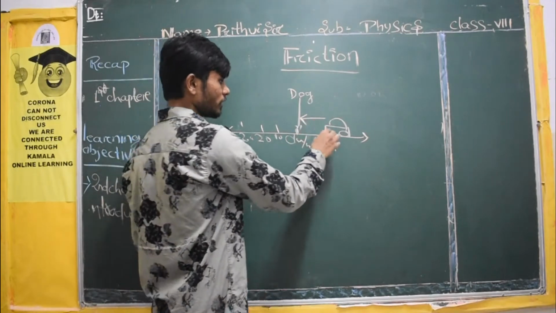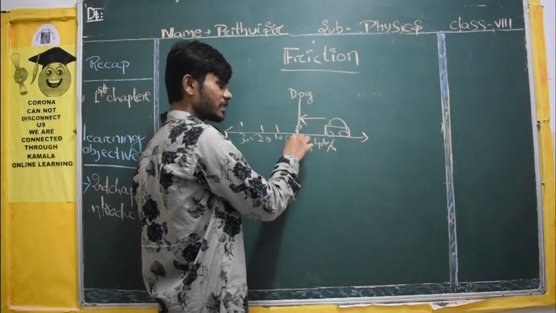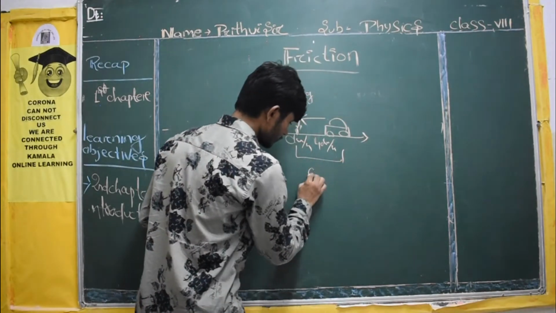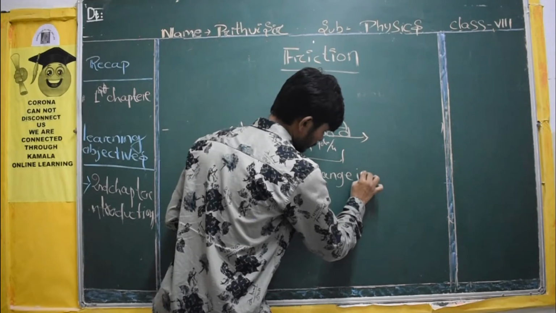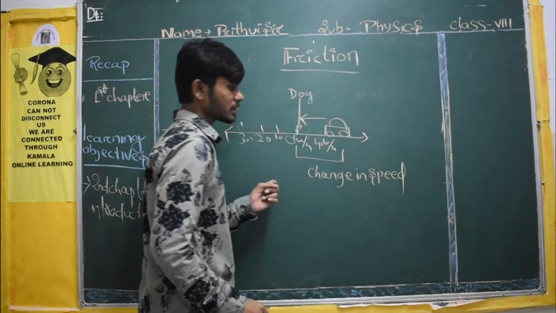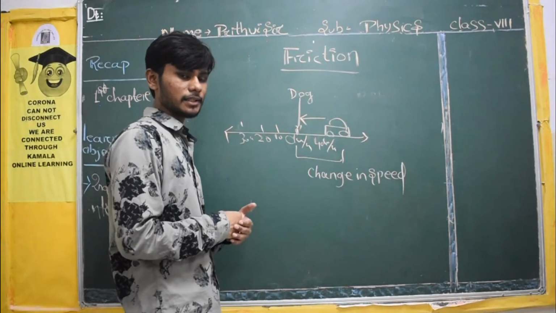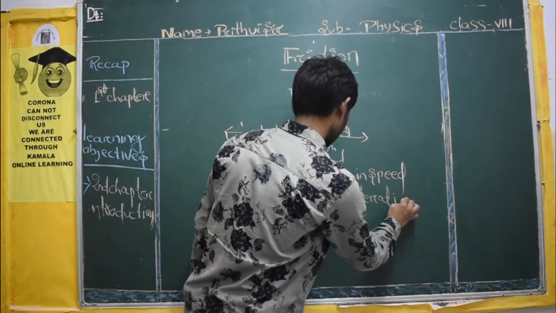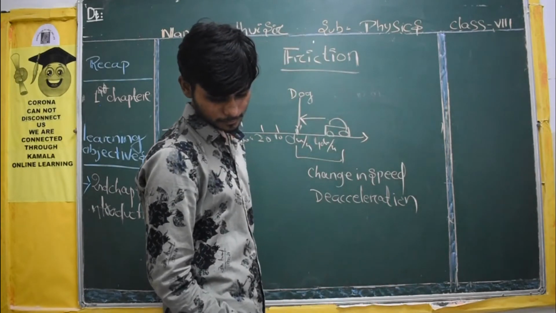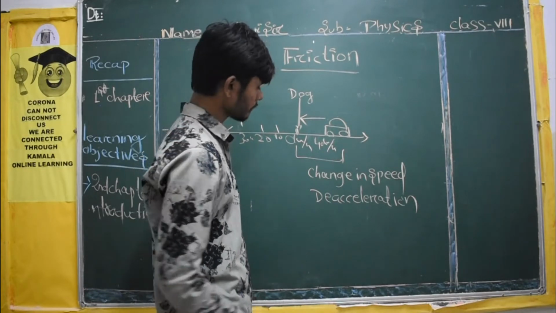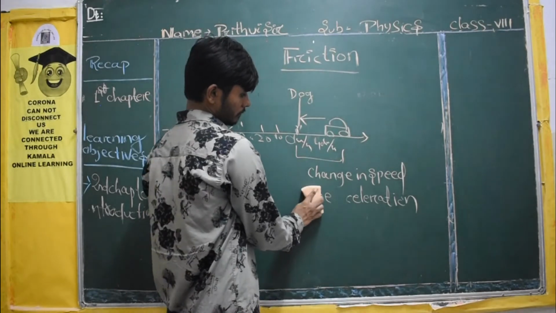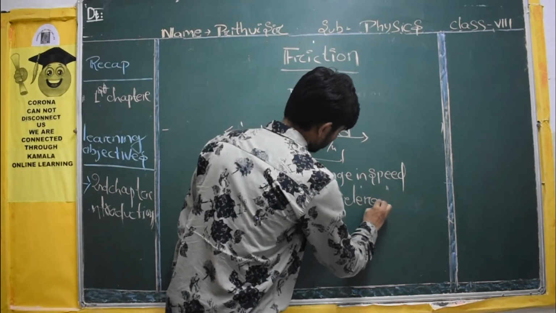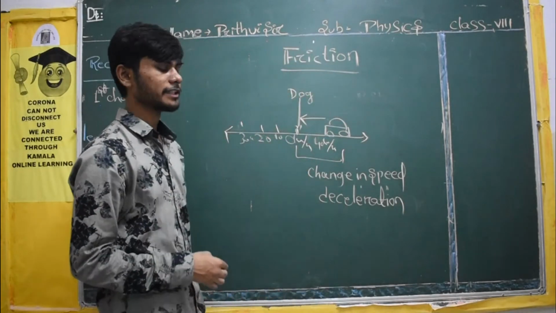So what will you say? It was at 40 km per hour, but the speed decreased. So it is not constant. From 40 to 0 it came. So the speed changed. This kind of change in speed in the negative direction, meaning the speed decreasing, is called deceleration. Okay. Sorry for the spelling and all. This is your deceleration, right?